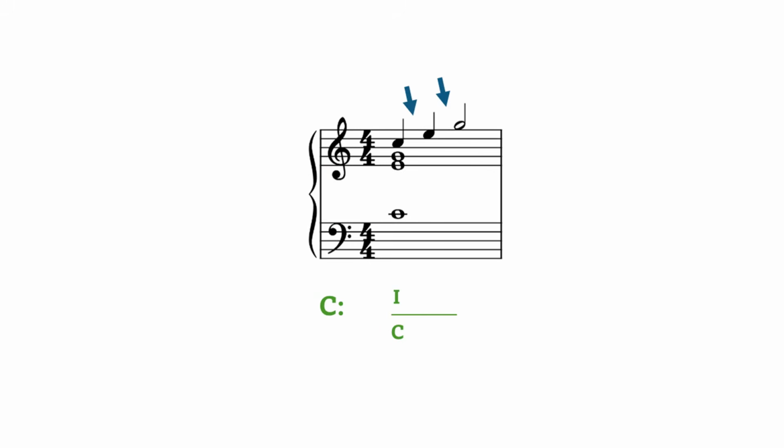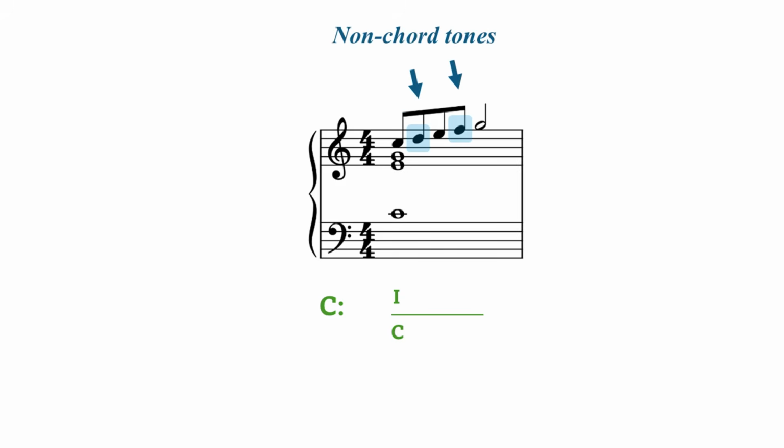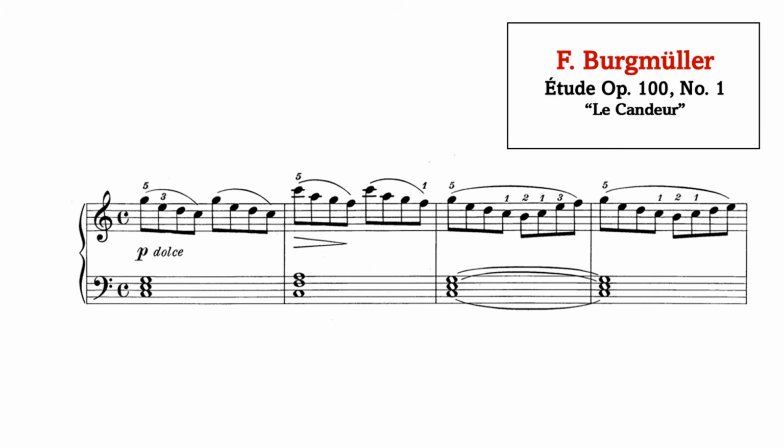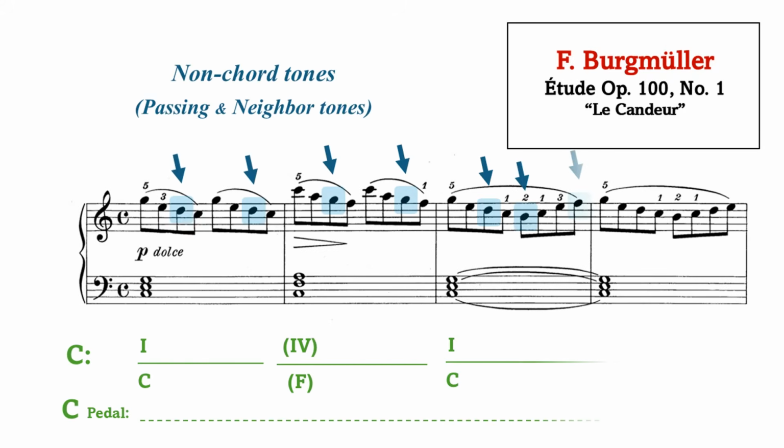Arpeggios may display additional notes in between. These are known as non-chord tones because they don't belong to the expressed harmony, but they enrich it and add melodic interest. In the following example, we can appreciate how the composer used this resource extensively.